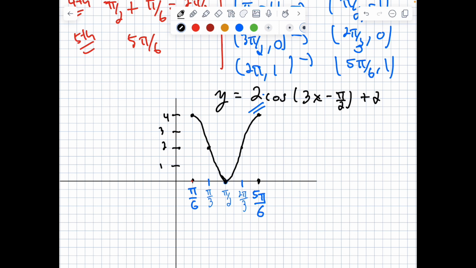So anyways, this is how you would graph this cosine graph, and if you had a sine graph, this applies as well. And I hope this helps, and thank you for your time.